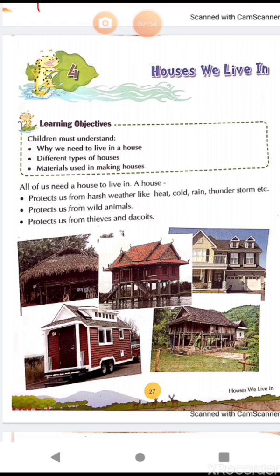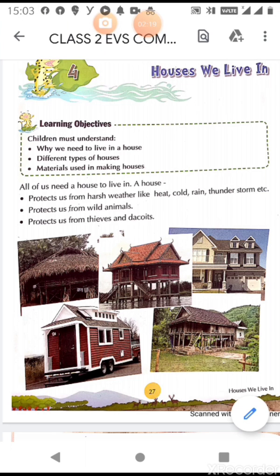So in this lesson, we will learn about the need to live in a house, and then we will learn about different types of houses, and then we will learn about materials that are used in making a house. So before starting this lesson, I would like to show a small video.